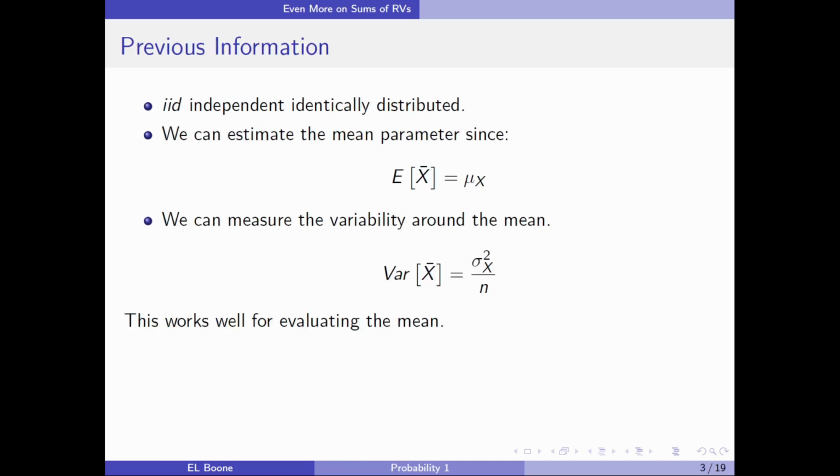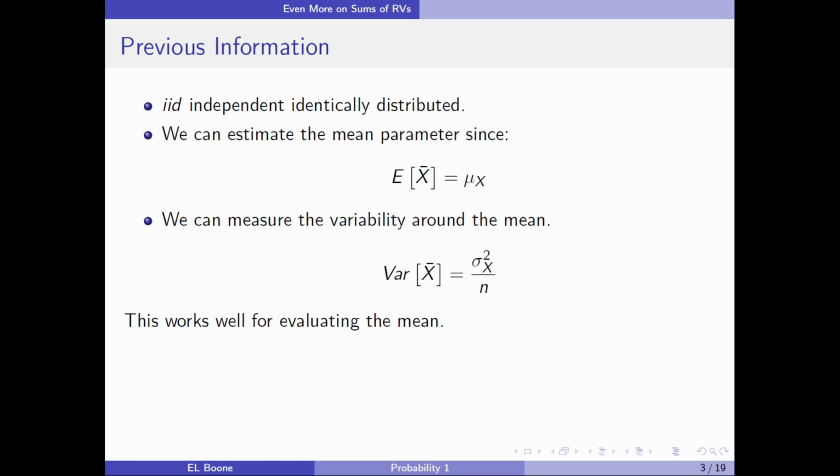IID means independently identically distributed, which means they all come from the same population and that the distribution is the same. So if it's a Poisson experiment, it's always a Poisson experiment, and the parameterization is the same for IID. We can estimate the parameter. We looked at the expectation before. We could do it with X bar, and we could measure the variability around it.